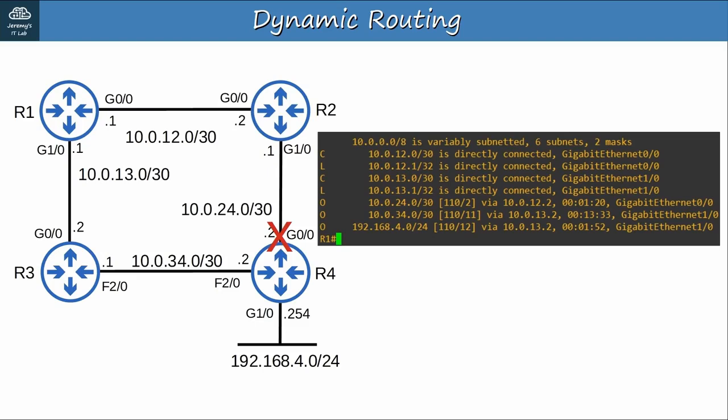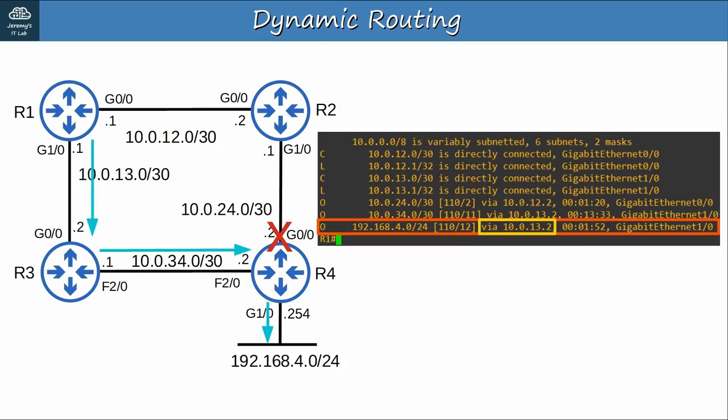So I did that, and now let's check R1's route table. As you can see, the route via R2 was now automatically replaced with the route via R3. It says via 10.0.13.2. So we lost the preferred route to 192.168.4.0, but traffic can still follow this path.